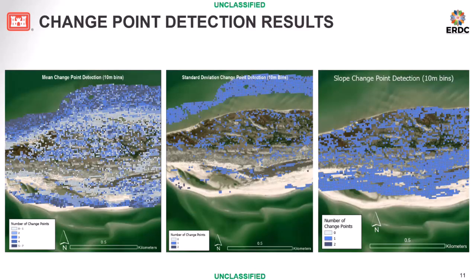And here is an even closer look at the change point detection results. So this is the far western end, the western spit of Dolphin Island. And this is the mean, standard deviation, and the slope change point detection in comparison.